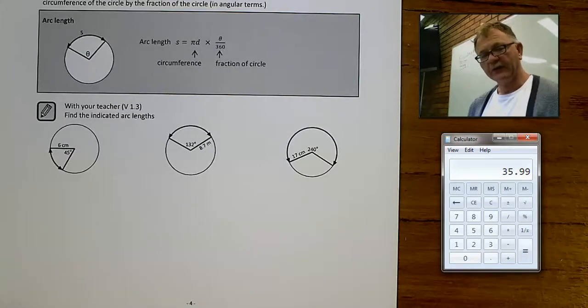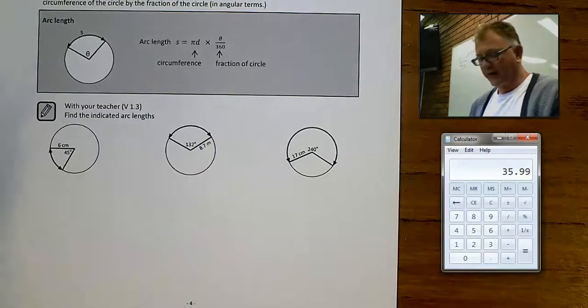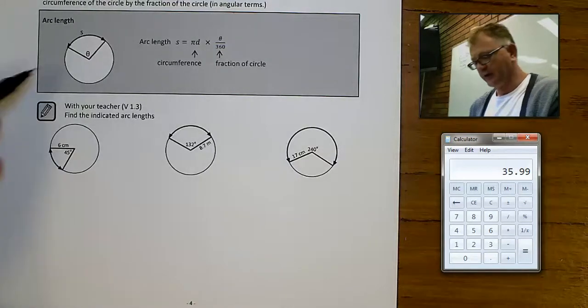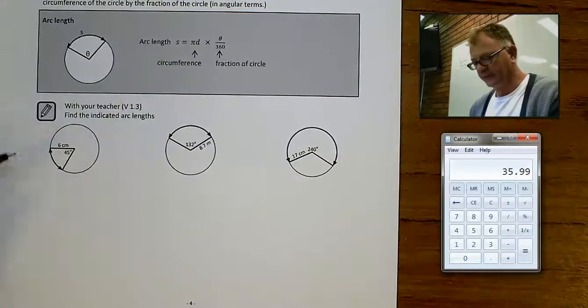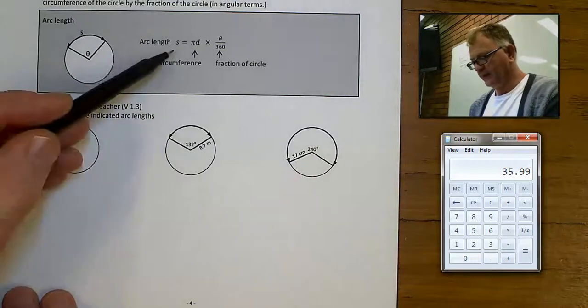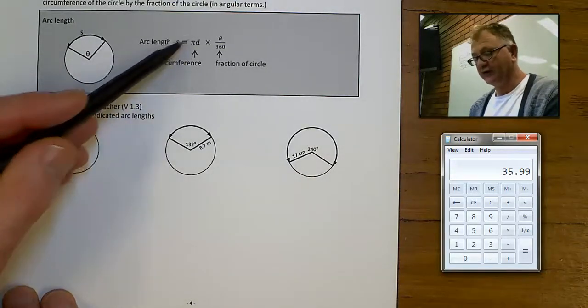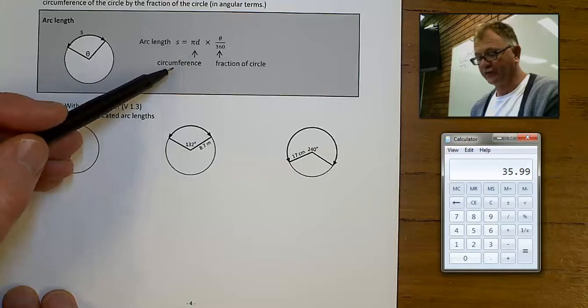In this video we're looking at working out some arc lengths. An arc length is the distance part the way around a circle, so from here to here. And here's a formula for doing it. Arc length equals pi times the diameter. Now that's the distance around a full circle, it's the circumference of a full circle.